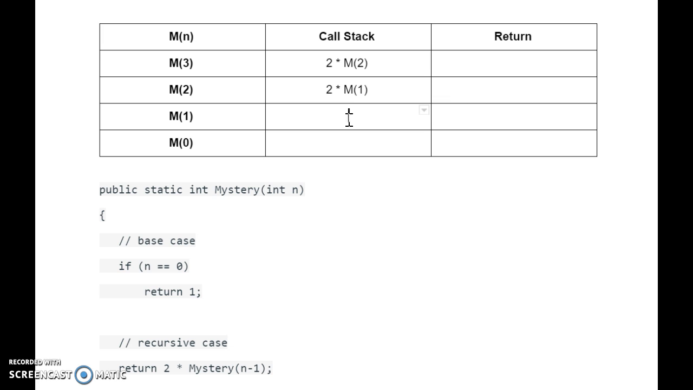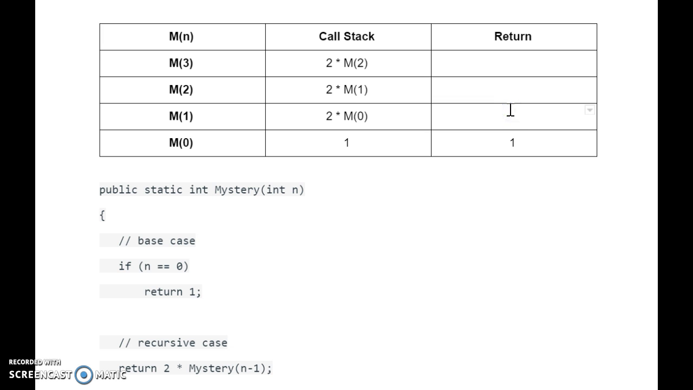Again, it's not the base case. Base case is when N equals 0. So M sub 1 will return 2 times M sub 0. And now we get M sub 0, and now N is equal to 0, so we have our base case, so it's going to return 1. So over here, for M sub 0, we get 1, sorry.